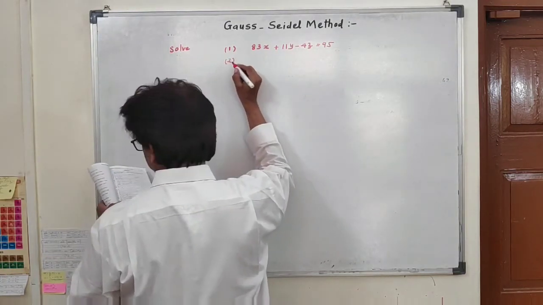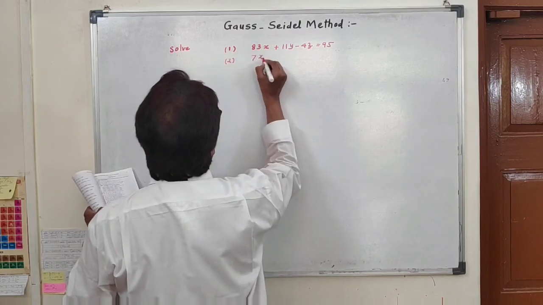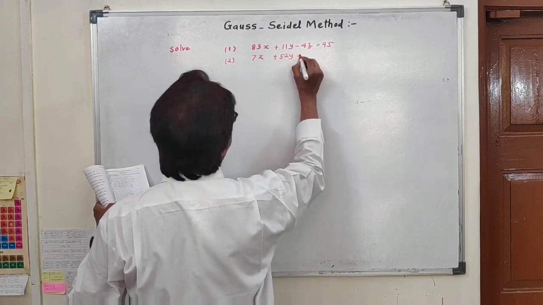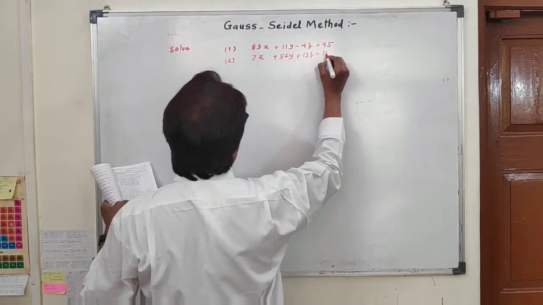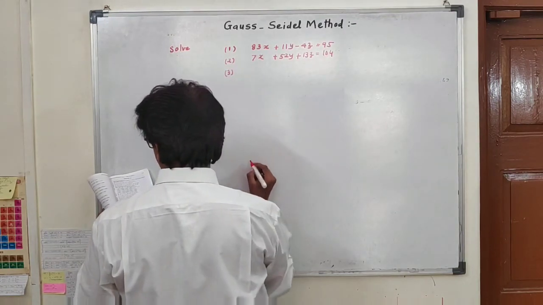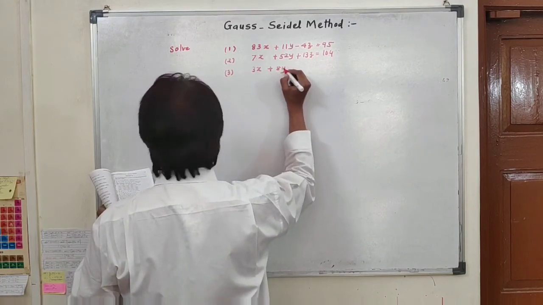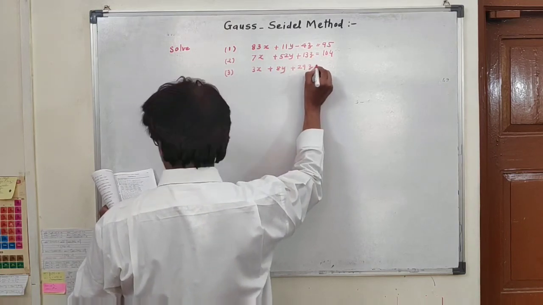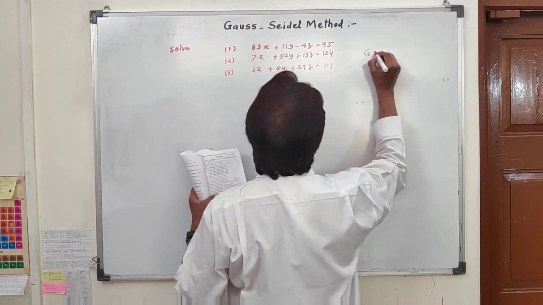Second, 7x plus 52y plus 13z equal to 104. Third equation, 3x plus 8y plus 29z equal to 71. Use the Gauss-Seidel method.